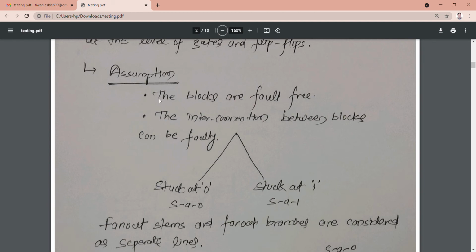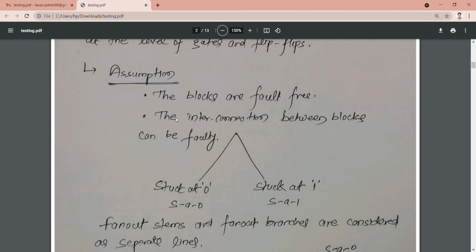Some important assumptions are there in the structural level model. The first assumption is that the blocks are fault free. Here the meaning of the block is gates. Suppose you are designing a multiplexer. Inside the multiplexer there can be 3 gates or 4 gates or 5 gates, a combination of AND or OR gates. I'm not going into the detail of the multiplexer design. I'm just telling you here that the block means the gates, let us say AND gate, OR gate, NOR gate or NAND gate. So we are assuming that the blocks are fault free.